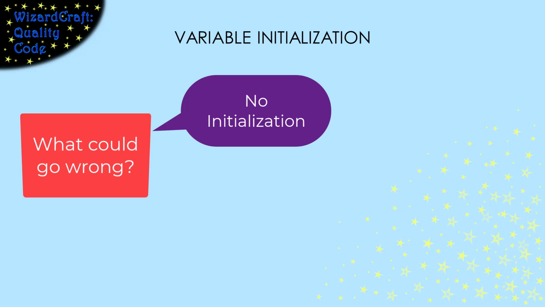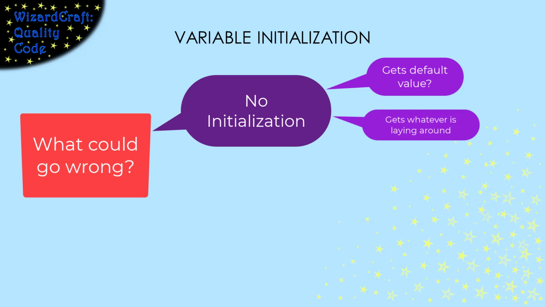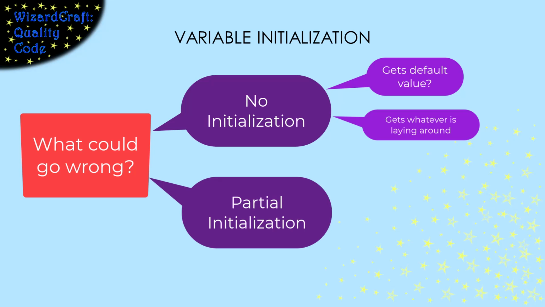In some languages, that means it gets a 0 or a null reference, but in others, that means you get whatever value is laying around in memory. That can make bugs really hard to debug because it can make your code behave differently every time it runs. If you're creating a complex type, like an object or a struct, the other thing to worry about is if that complex variable only gets partially initialized.